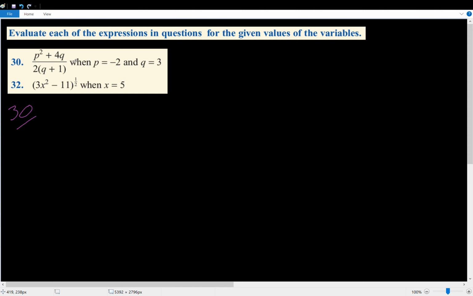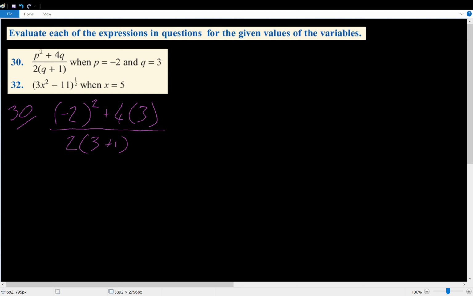So for the top of this fraction we have p squared plus 4q. So instead of p squared, we're going to put minus 2 in brackets, and that's going to be squared. And instead of 4q, we're going to have 4 bracket 3, because we're replacing q with 3. And on the bottom of the fraction, we have 2 bracket q plus 1, so our 2 won't change. But instead of q, now we're going to put in 3, and we still have our plus 1.